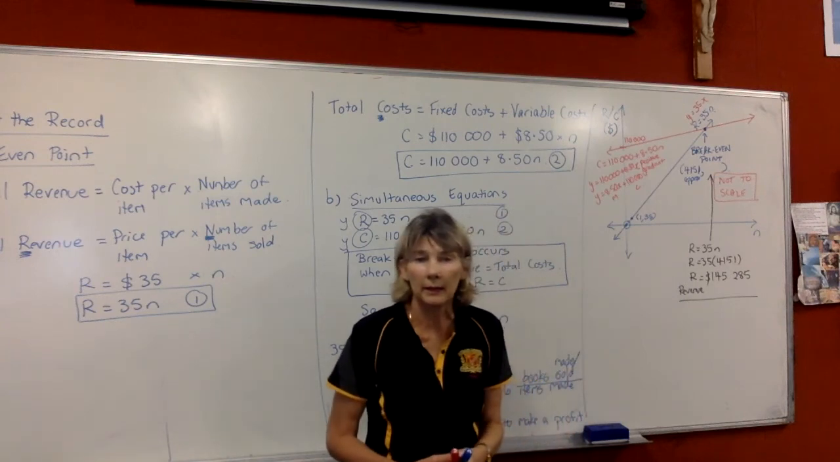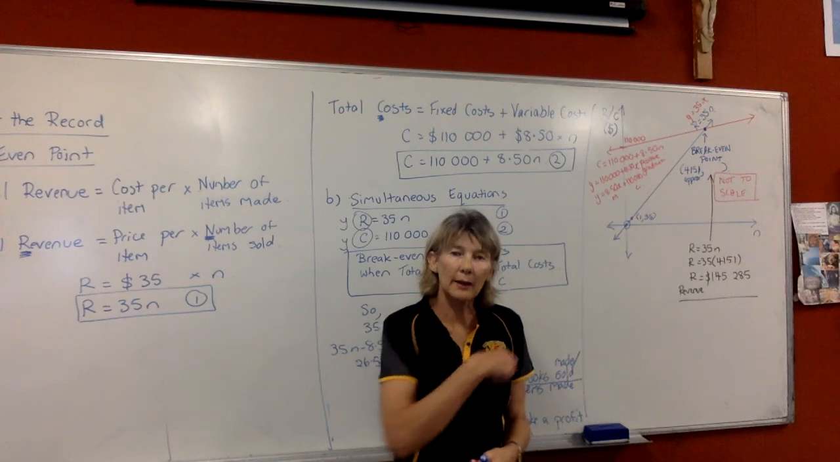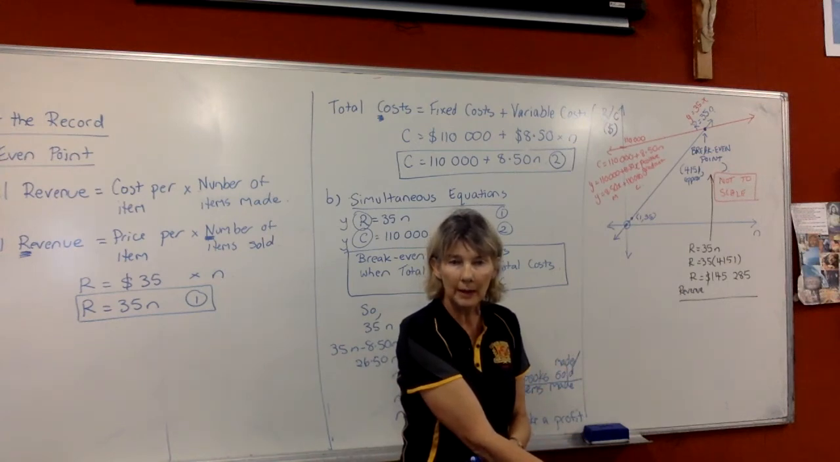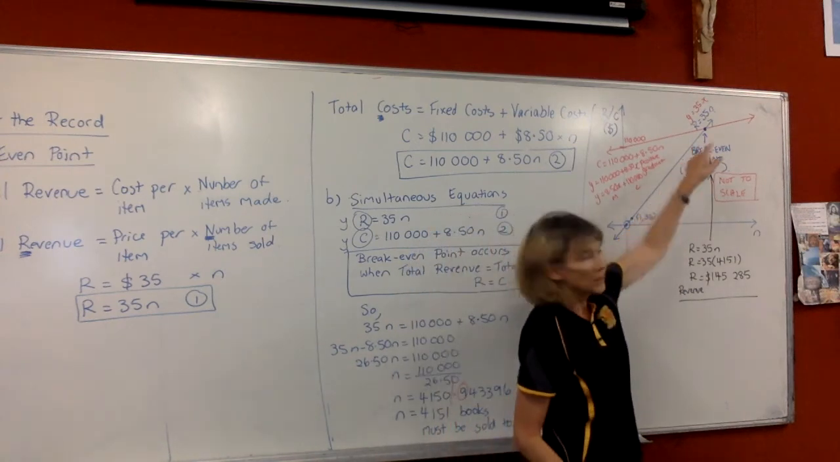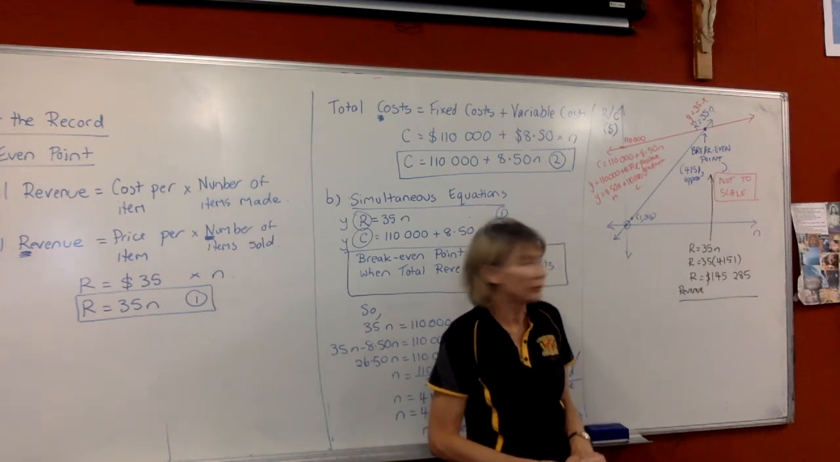Now, a lot of people look at that and go, that's heaps of money. Look at all the money they're getting. But they're not getting that money. That's the revenue they're bringing in, and then they have to pay their costs and all the money goes back out again. So they're not making much profit at all at that point. It's less than one book that they're making profit on.